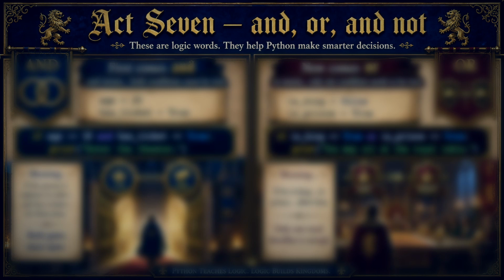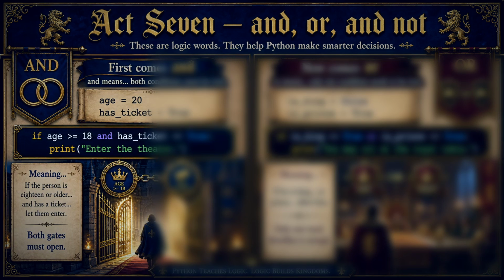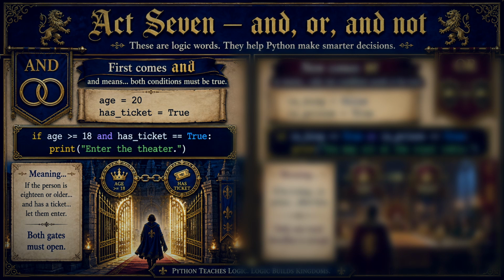Act 7, and, or, and not. These are logic words. They help Python make smarter decisions. First comes and. And means both conditions must be true. Age = 20. has_ticket = True. If age >= 18 and has_ticket == True: print("Enter the theatre"). Meaning, if the person is 18 or older and has a ticket, let them enter.